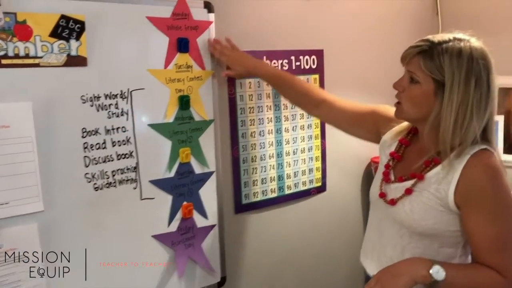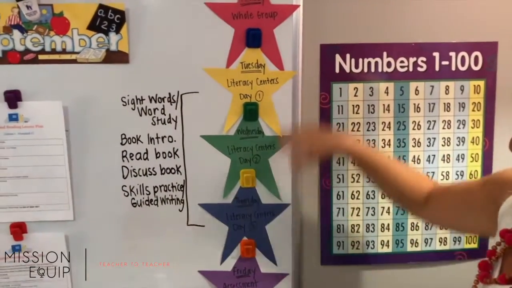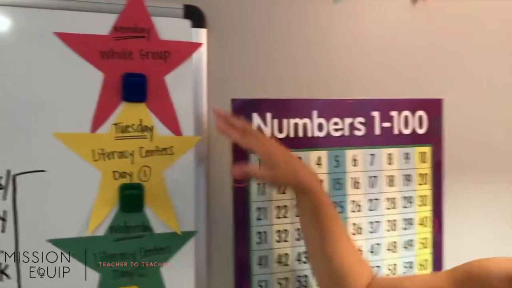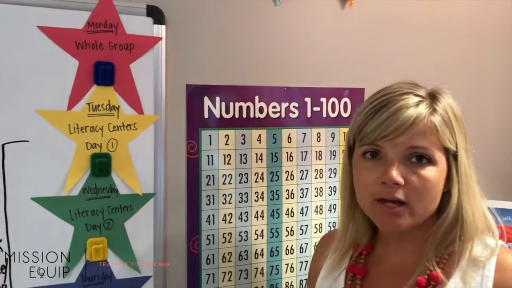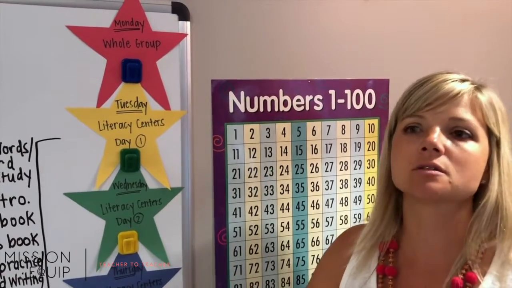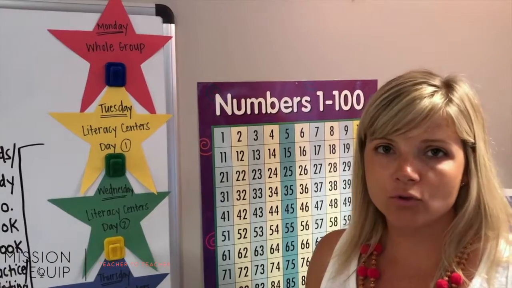This is a schedule of the week of how your literacy centers should run. Monday is usually a whole group lesson, and that is going to be your big, rich literature lessons. That's going to be good text, that's going to be good modeling, that's going to be your read alouds, that's going to be your reader's theater. These are the pieces that should help your kids fall in love with reading.